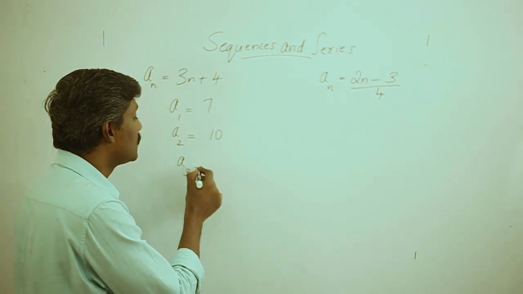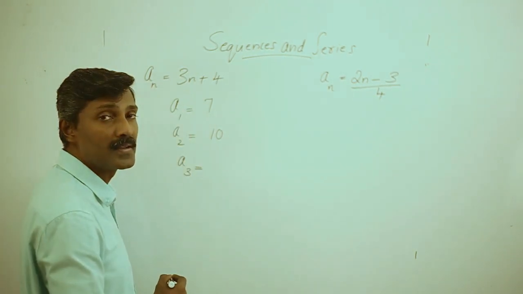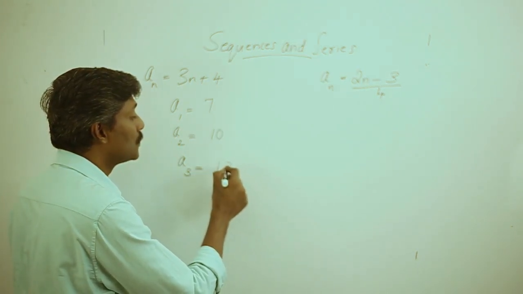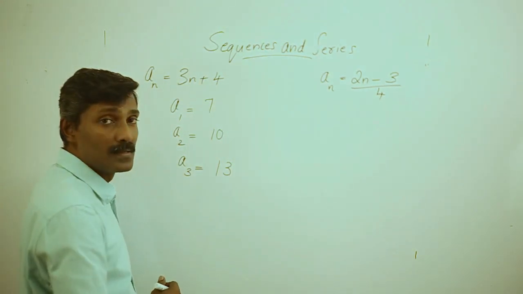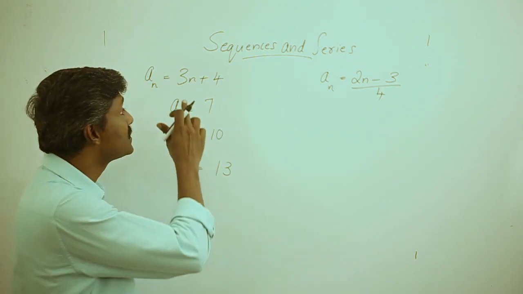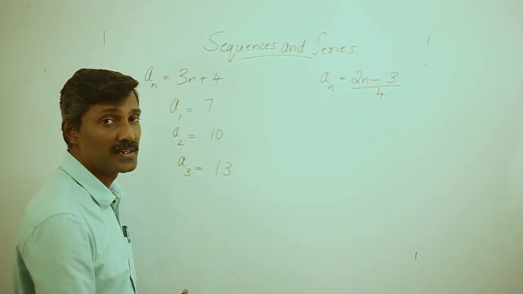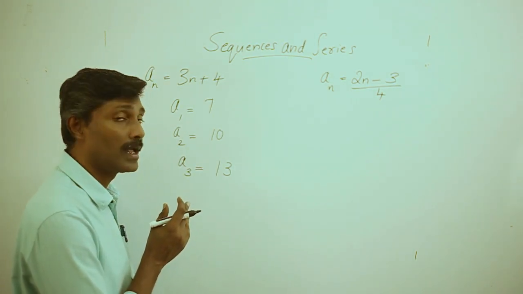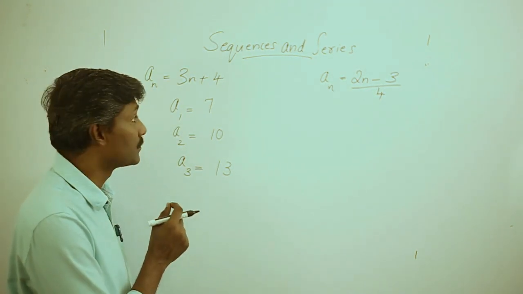And to get the third term of the sequence, I just have to put n is equal to 3. So 3 into 3 is 9 plus 4, 13. So this shows the first three terms of this given sequence, an is equal to 3n plus 4. Clear? Any doubts? It's very simple. I don't think you will have any doubt on this. It is such a simple problem.